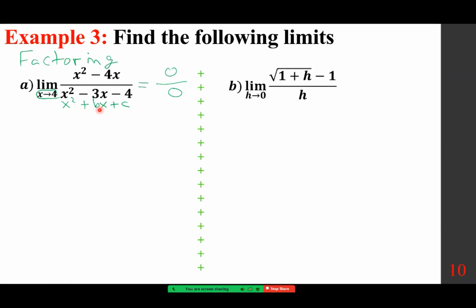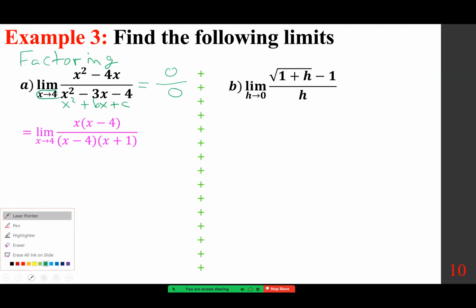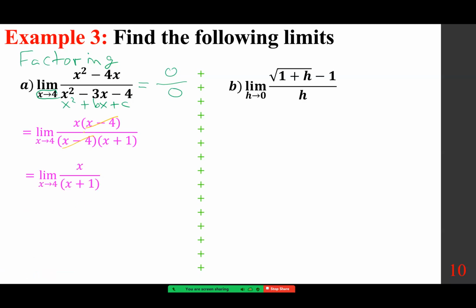We want two numbers. The product is c, minus 4. The sum is b, minus 3. The top is very simple. Just take the x out. This becomes x minus 4 over x plus 1. Again, I'm hoping everybody is comfortable with factoring. We cancel out the common factor of x minus 4. And if we plug in 4, we end up with 4 over 5 as the final answer.